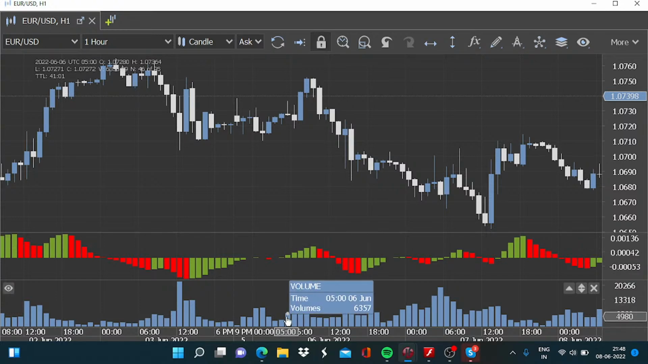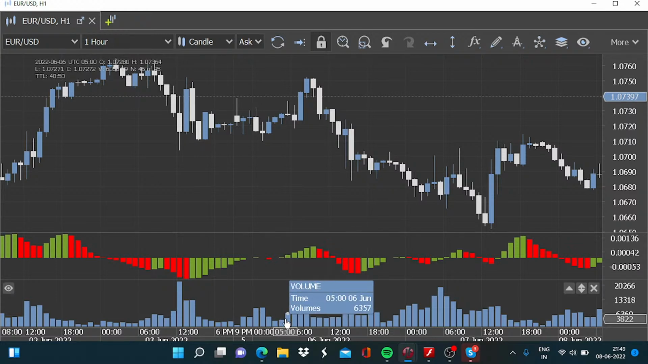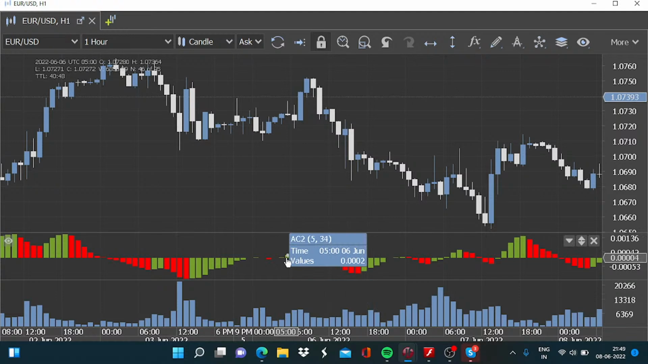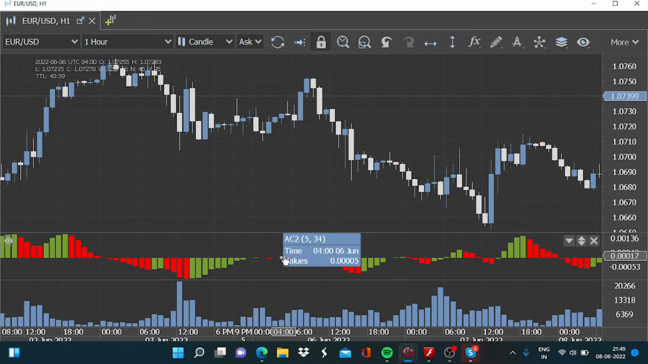So in this case, 5 GMT on the 6th June, I think it is the volume which is doubling, but at the same time, yes, we are getting both the green signals on both the indicators. The AC2 data is also doubling and the volume output is also doubling. So this kind of instance, we can go for the buy trade.